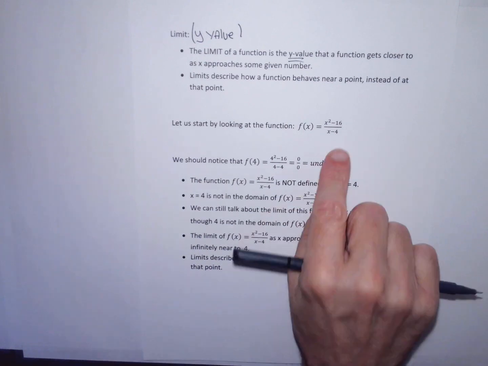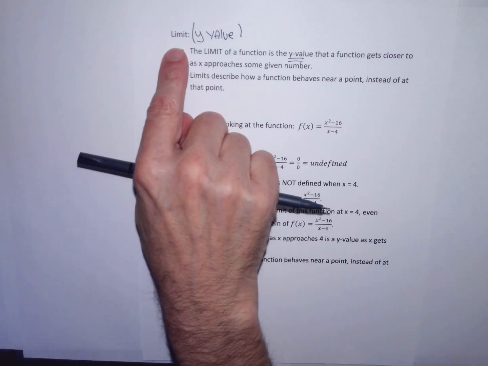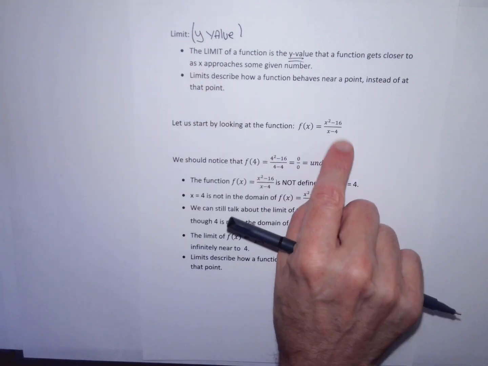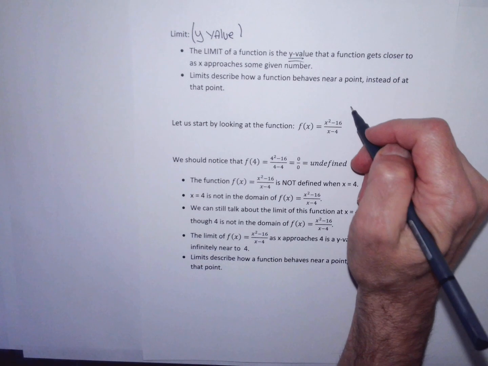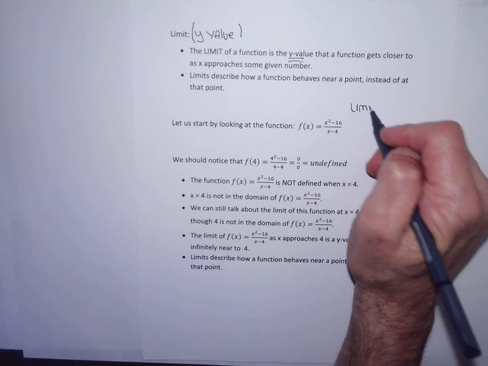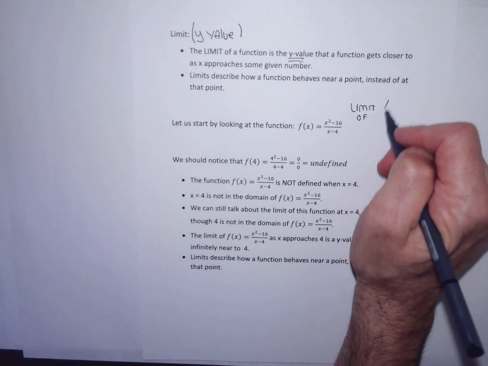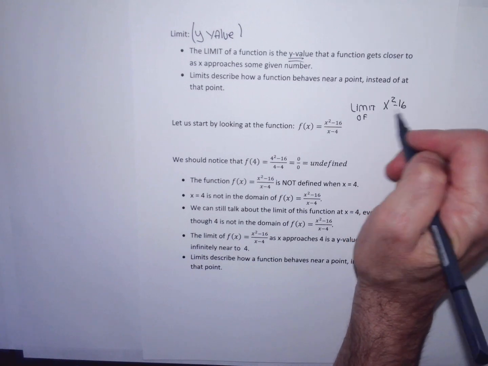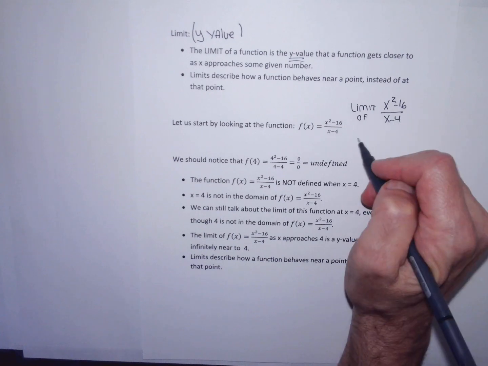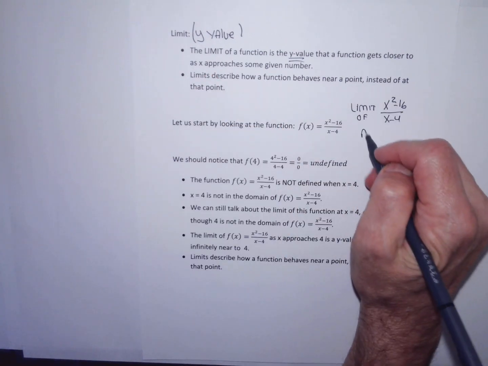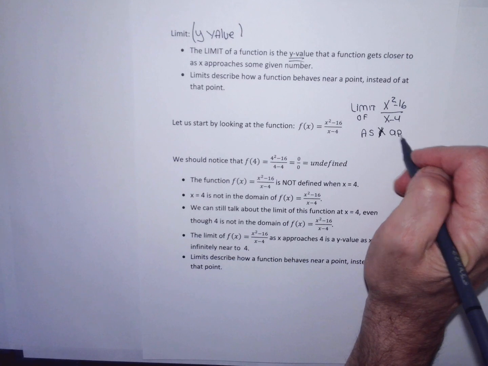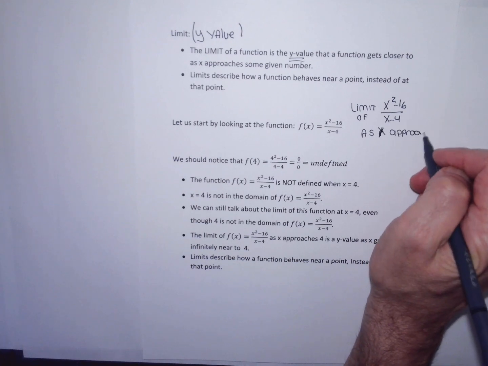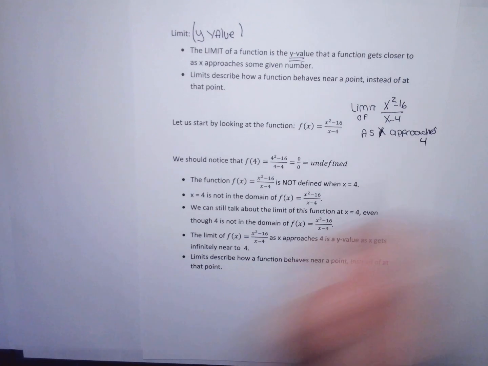So let's start learning the concept of a limit by looking at this function, x squared minus 16 over x minus 4. Specifically, I'm going to find the limit of the function x squared minus 16 over x minus 4 as x approaches some number. So as x approaches, and the number is going to be 4. 4 is a special number because it's not in the domain of this function.